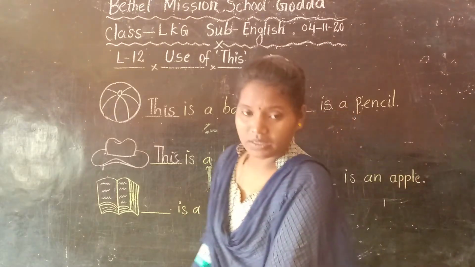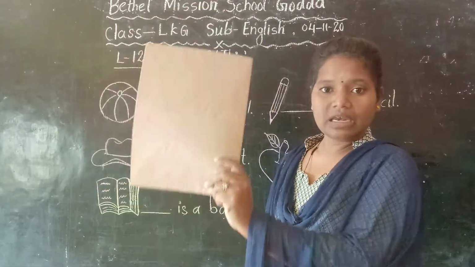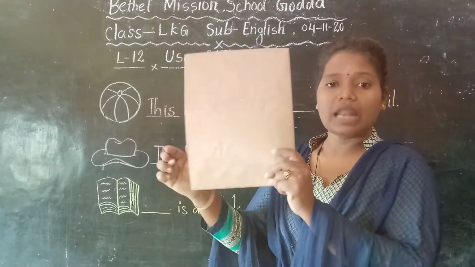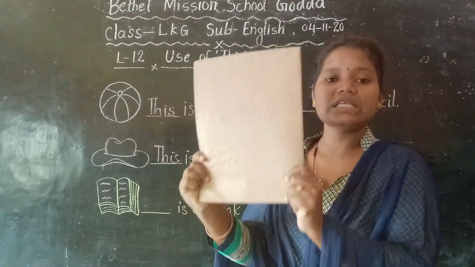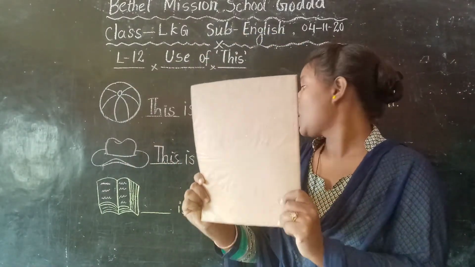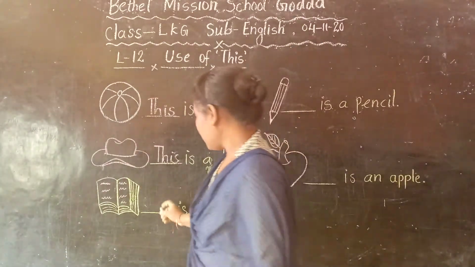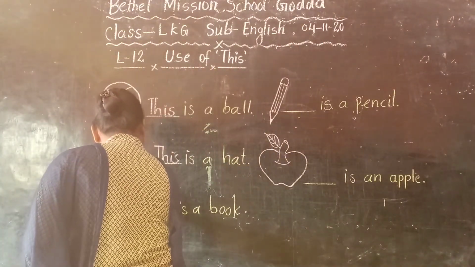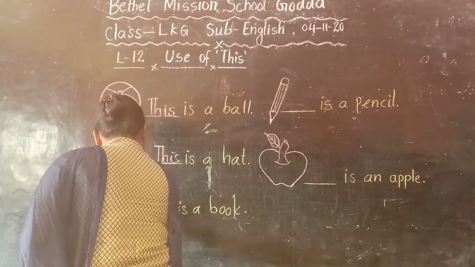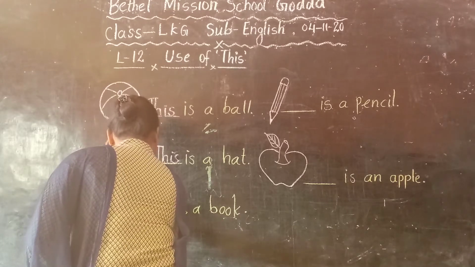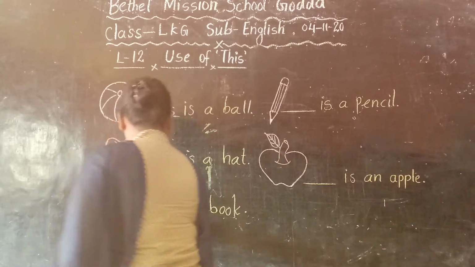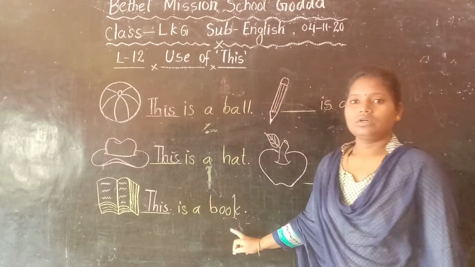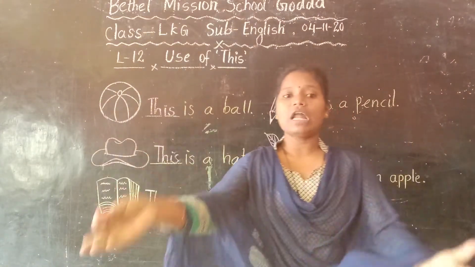Next one, that is a book. Okay. The book is somewhere near me or with me. Then I can say this is a book. Okay. So here what shall we write? We will write this. We will not write that. We will write this. This is a book.